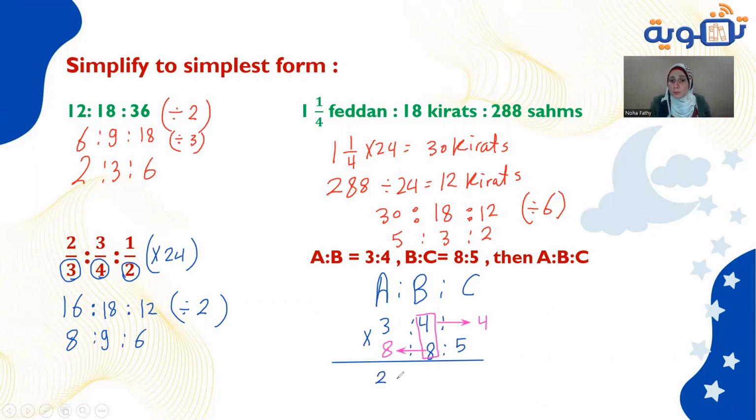3 times 8 equals 24. 4 times 8 equals 32. 5 times 4 equals 20. Then simplify it normally. We can divide by 4. 24 divided by 4 equals 6. 32 divided by 4 equals 8. 20 divided by 4 equals 5. So 6 to 8 to 5.